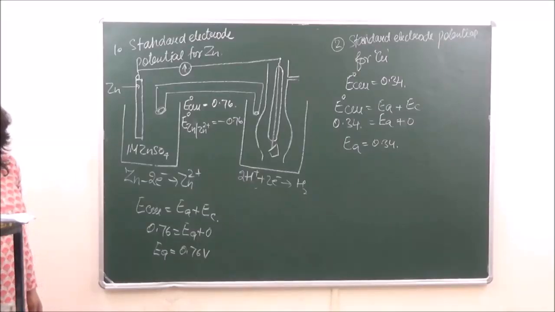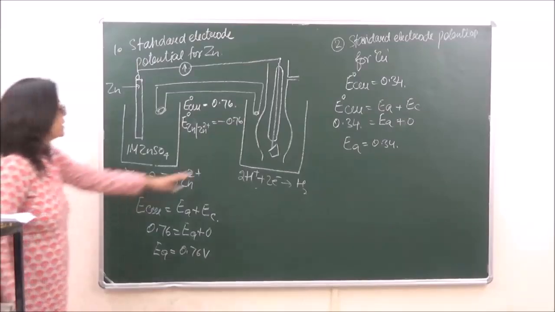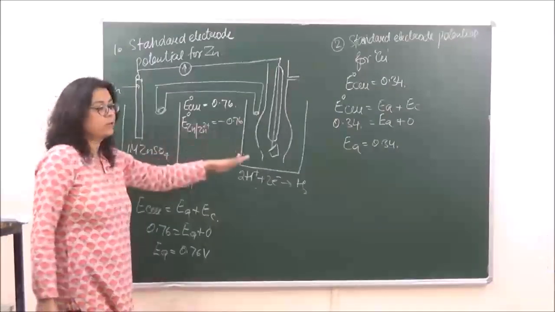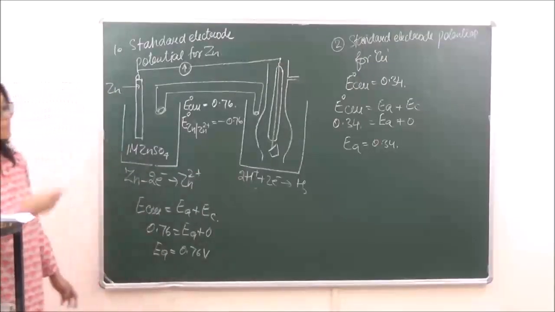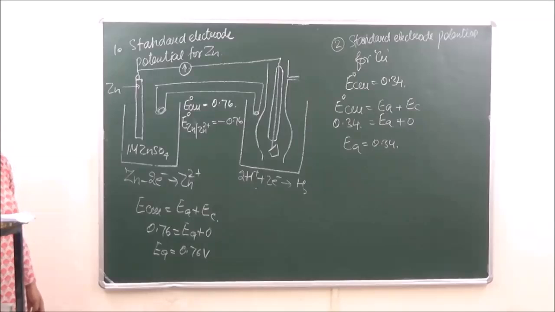Have you understood? Or this can also be done in a different manner, where you take this as the anode and this as the cathode for copper. Right? So even then your answer will come to 0.34. Okay? So today we are going to do only till here. Right?